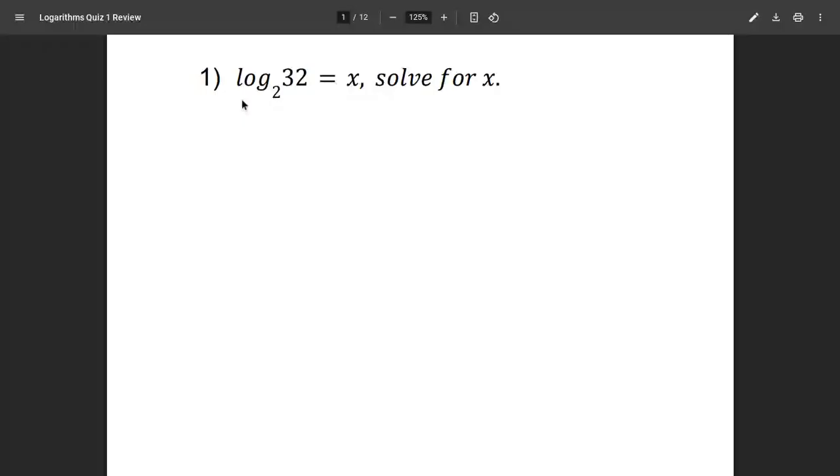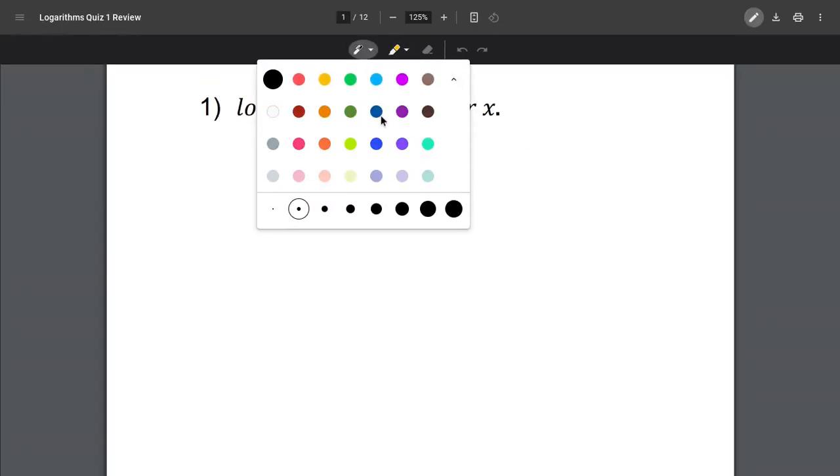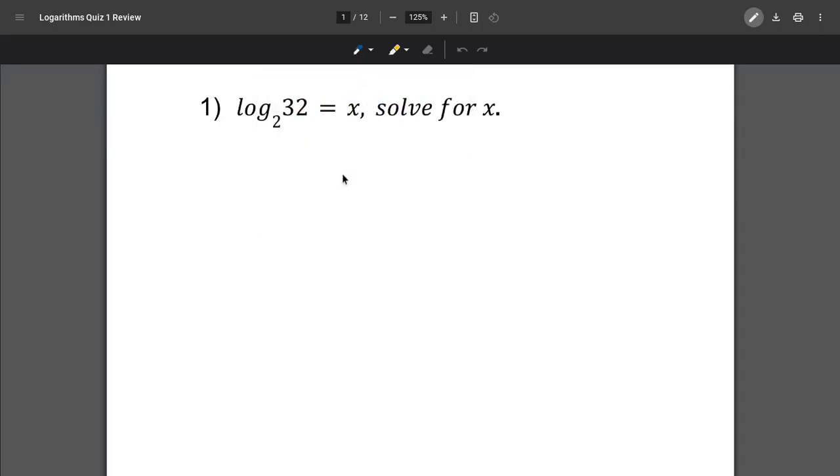Okay, let's start. So we have log base 2 of 32 equals x, and we want to solve for x. So what we want to do here is write this in exponential form. So I'm going to write this as 2 to the x power equals 32. And I want to figure out how many 2's I have to multiply together to get 32. So let's work it out.